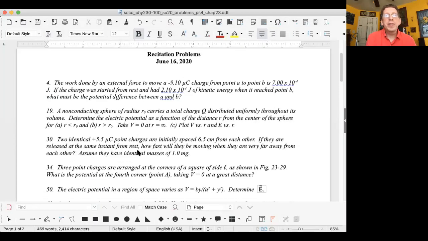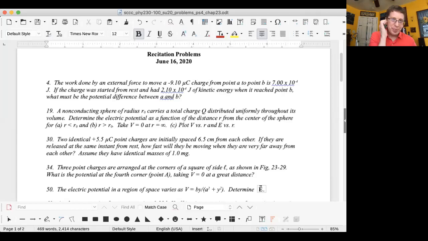So the first problem: the work done by an external force to move a negative 9.10 microcoulomb charge from point A to point B is 7.00 times 10 to the negative 4 joules. So you're given the charge and you're given the work done to move it. That's an external force, which means it's a non-conservative force. If the charge was started from rest and it had 2.10 times 10 to the negative 4 joules of kinetic energy when it reached point B, so we've basically been given the change in kinetic energy. What must be the potential difference between A and B?